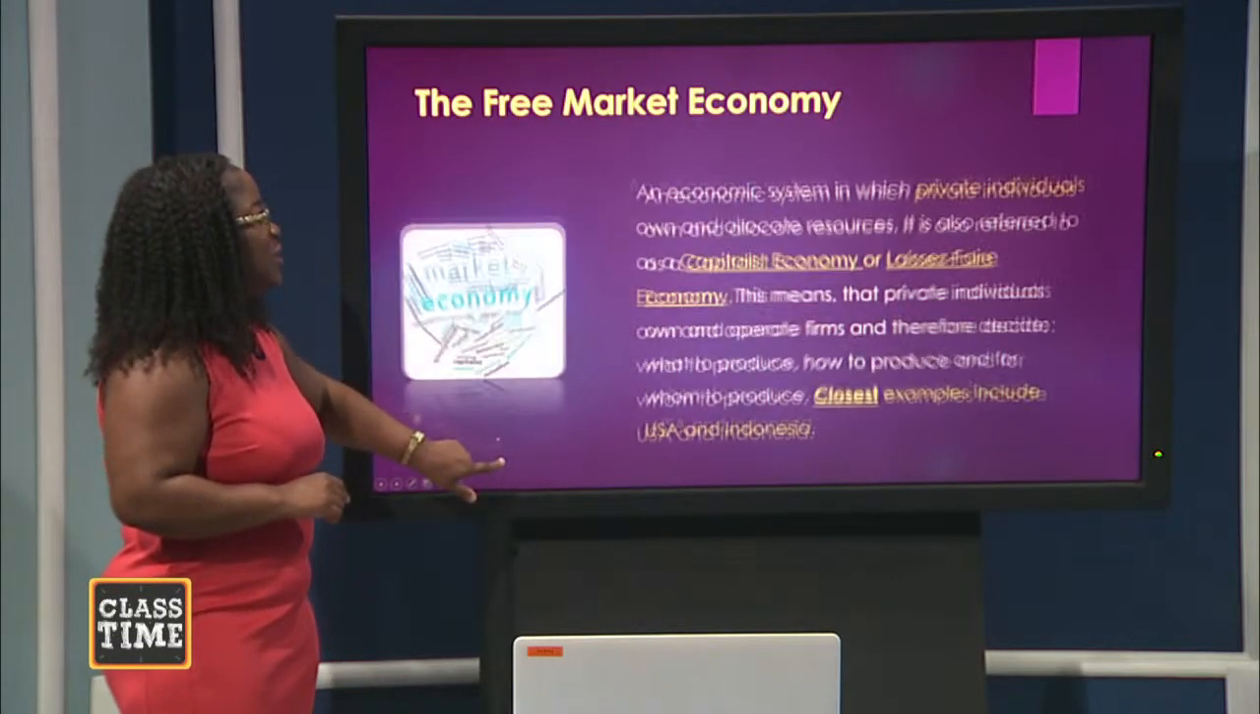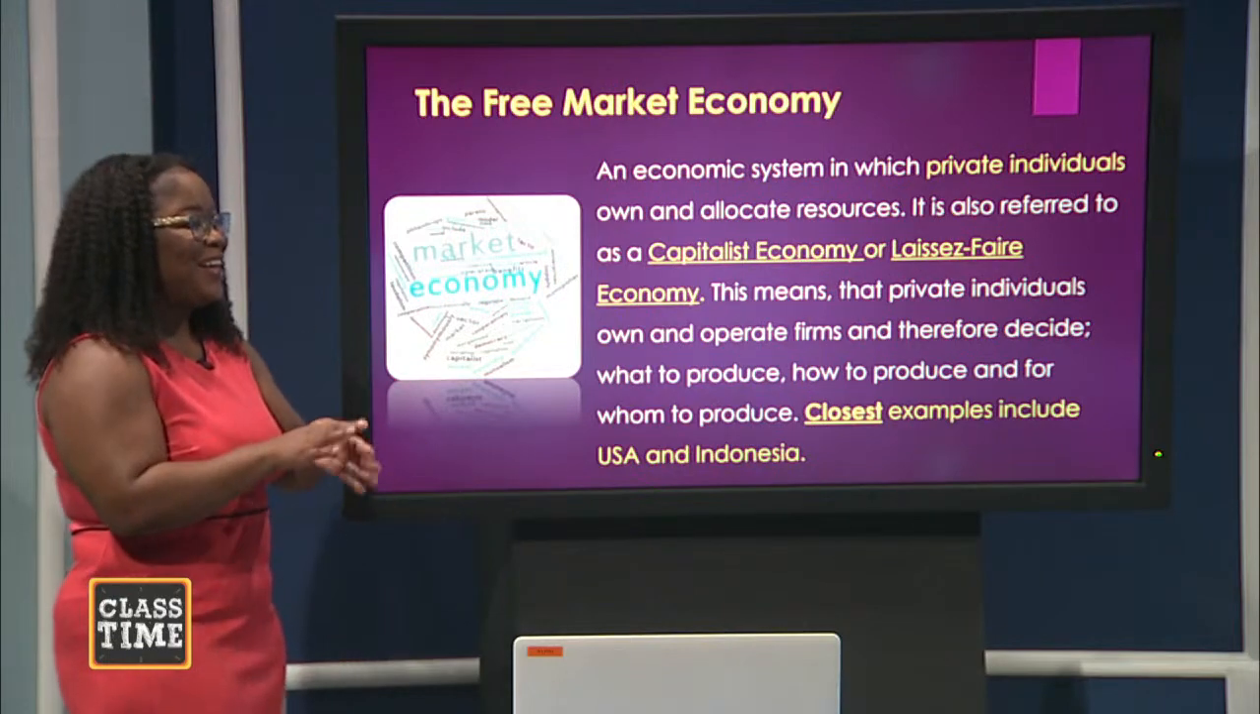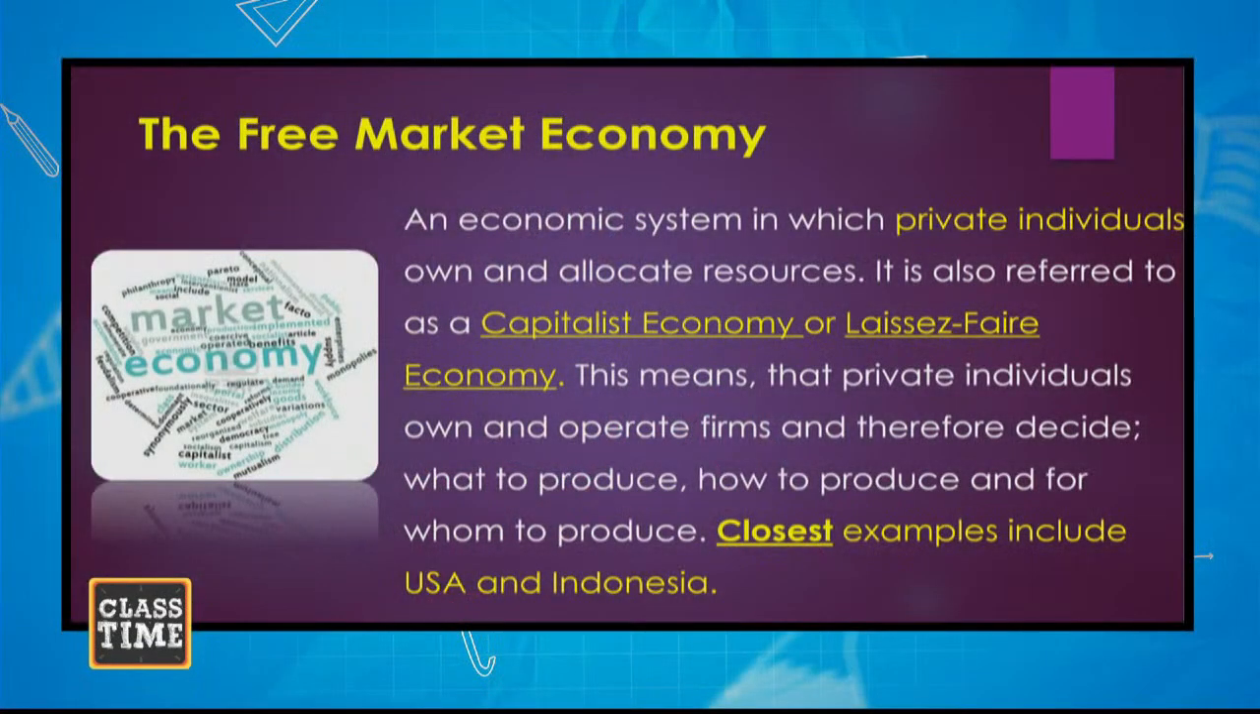And moving on to the free market now. So the free market is like a total flip of the command economy. It's an economic system in which private individuals own and allocate resources. It is also referred to as a capitalist or a laissez-faire economy. Now, if you think about the definition, the first sentence that we just went through, an economic system in which private individuals own and allocate resources.